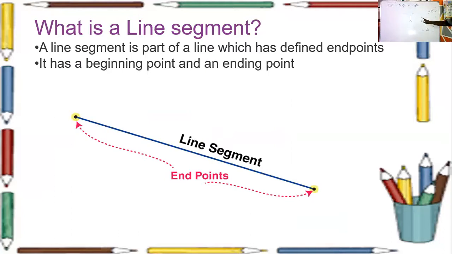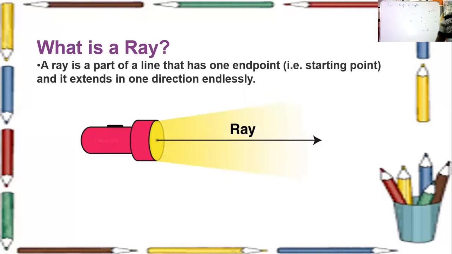Line segment, I have told you, AB is the line segment here, which has fixed end points, a first point and a last point. If the length is 10 centimeters, it will not change. A fixed length with end points is called a line segment.